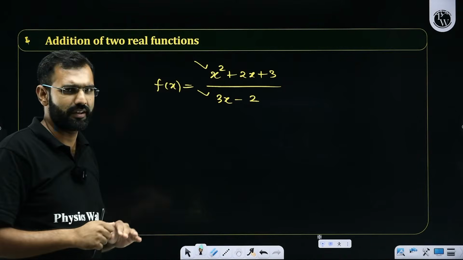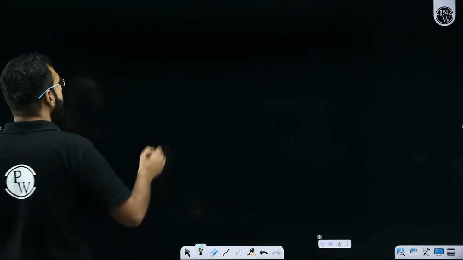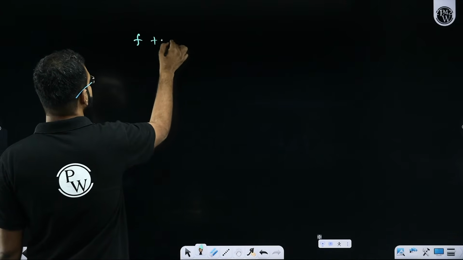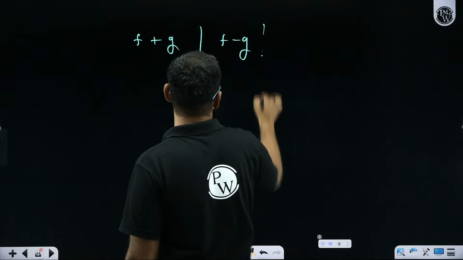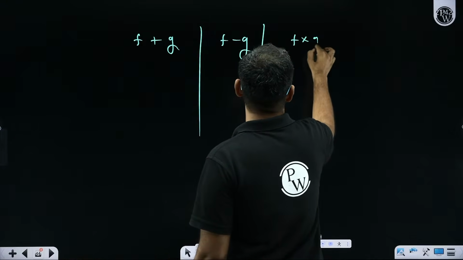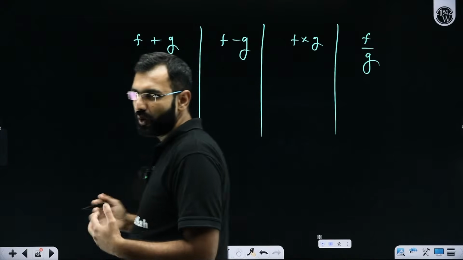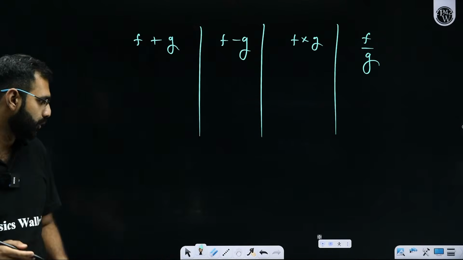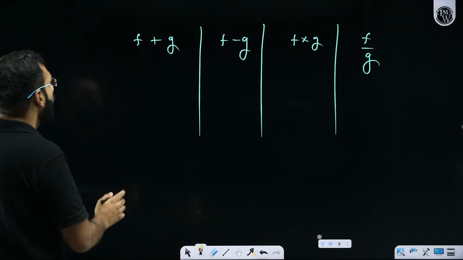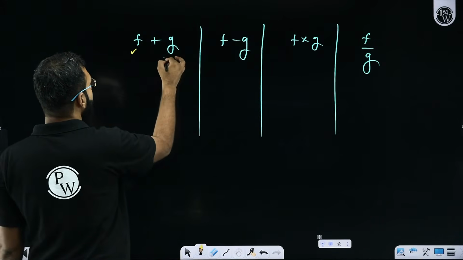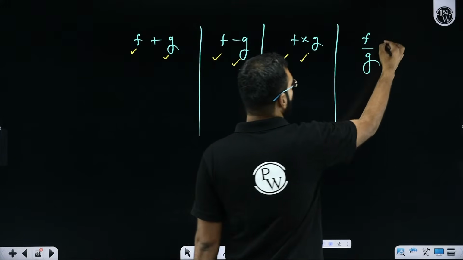Coming back to this discussion, I repeat, let's say I'm given two functions, the first function f and another function g. So I'm given f plus g, or f minus g, or f into g, or f divided by g. So this is how you do algebraic operations on functions. Now I am asking, what will be the domain of f plus g, or f minus g, or f into g, or f upon g?